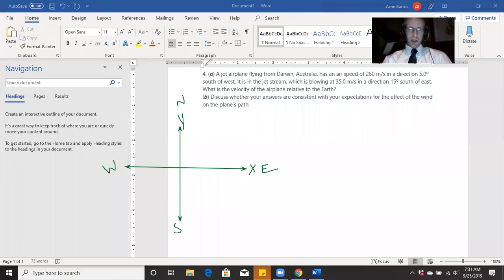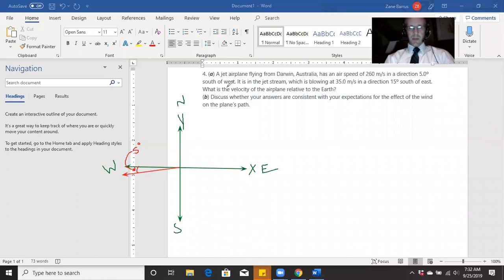Okay, so this airplane is traveling with an airspeed of 260 meters per second, and it's going in a direction 5 degrees south of west. Okay, so I'm going to go west, and I'm going to go down 5 degrees from west. So it's going to be a very small angle right here. Okay, so this angle right here is 5 degrees. It's kind of small, so let me draw an arrow. This is 5 degrees.